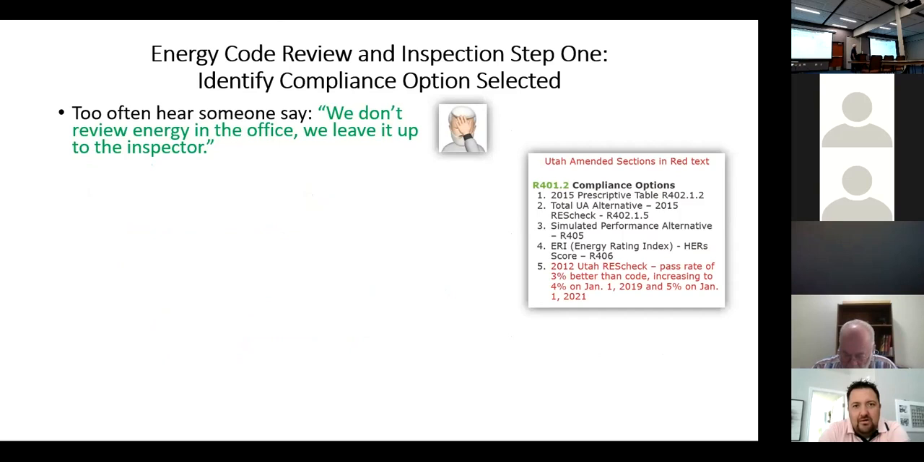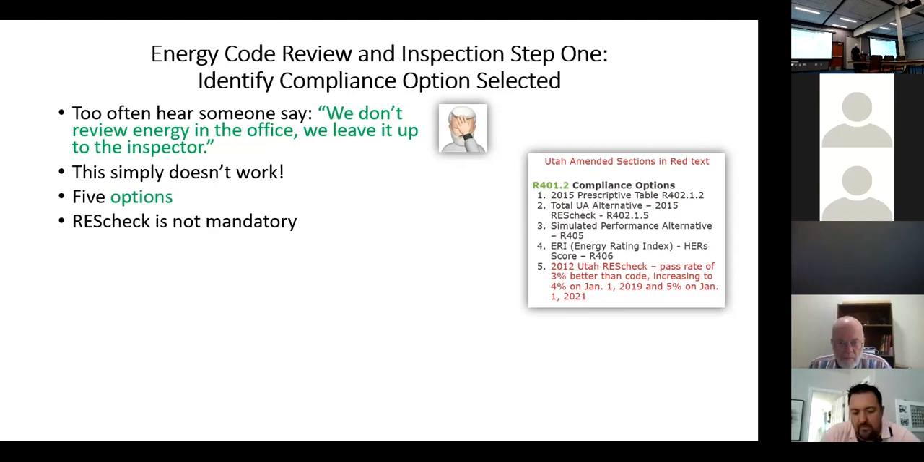Too often I've heard someone say, we don't review for energy in the office, we leave it up to the inspector. So if we don't review for energy in the office and they get out there and they put in $40,000 or $50,000 worth of windows and the windows don't comply, how successful would any inspector be telling them, tear out all your windows? That one would go straight to the mayor so fast. So it's really important that we catch just the basic stuff at plan review.